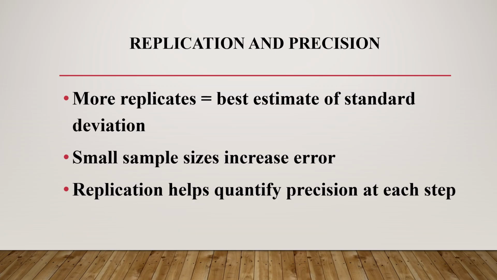Replication and precision. To get reliable data, we need replication. If we measure a compound 100 times, we'll get a solid estimate of its standard deviation, say 0.136 milligrams per kg. But with only 5 replicates, that estimate could be way off. Each step in the analysis, like weighing, diluting, or measuring, introduces variability. By replicating each step, we can calculate its precision, or how tightly the results cluster around the mean. This is the foundation for calculating overall uncertainty.